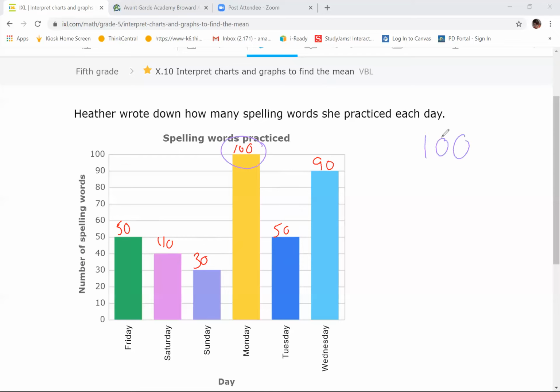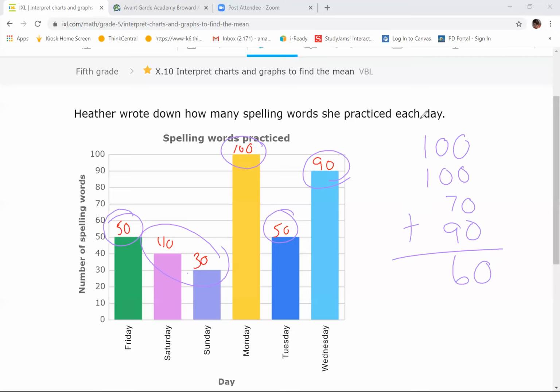So I can see that I have a 100. I'm going to put that here. And look, I have two. Where are you going? And then I have 4, 5, 6, 7. That's a 70. And then here's my 90. Oh, that makes things a little easier. 9 plus 7 is 16.